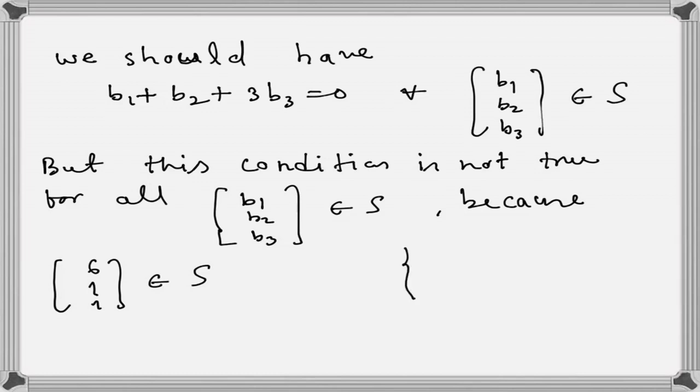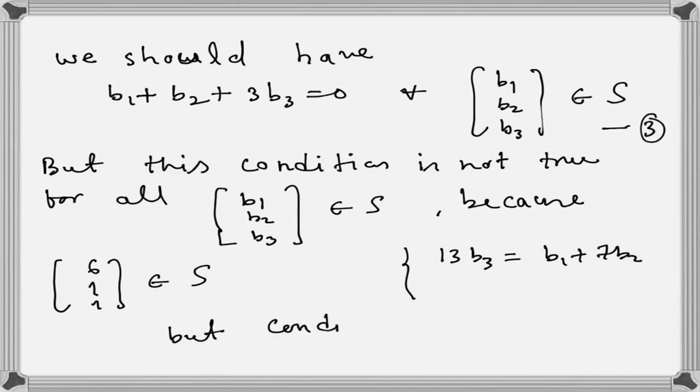What is the condition for being in S? 13b3 is equal to b1 plus 7b2. So definitely this is true, right? This point belongs to S, but let's call this condition 3. Condition 3 does not hold. So this means system 2 will not have at least one solution for each b1, b2, b3 belonging to S.